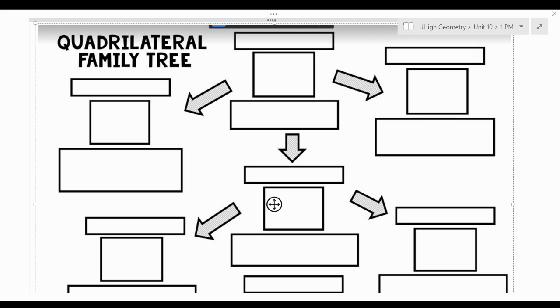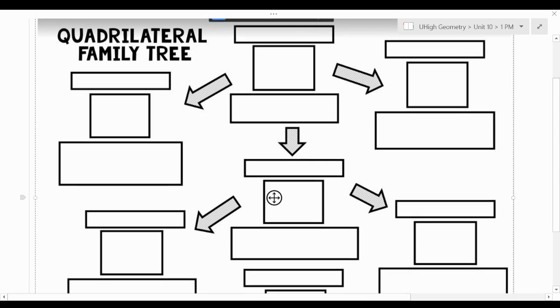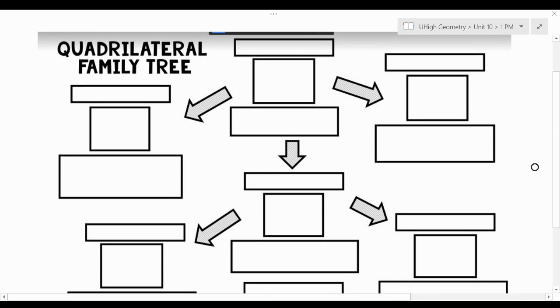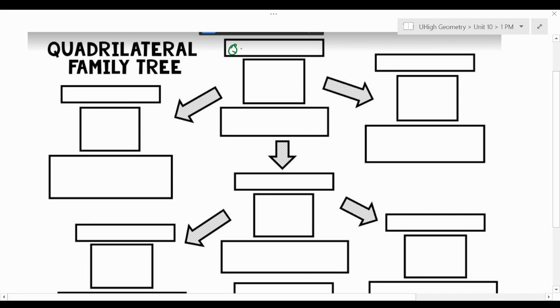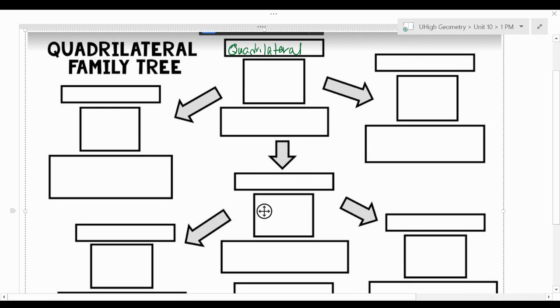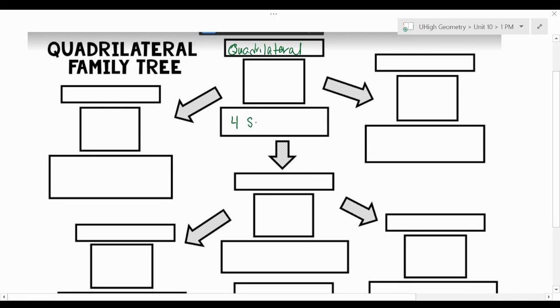Okay, so as we're filling out this, we're going to start with the most broad term that we can. The most broad is going to be if we just have a quadrilateral. If you guys remember, a quadrilateral is just any four-sided figure. And so I could just draw anything as long as it only has four sides.